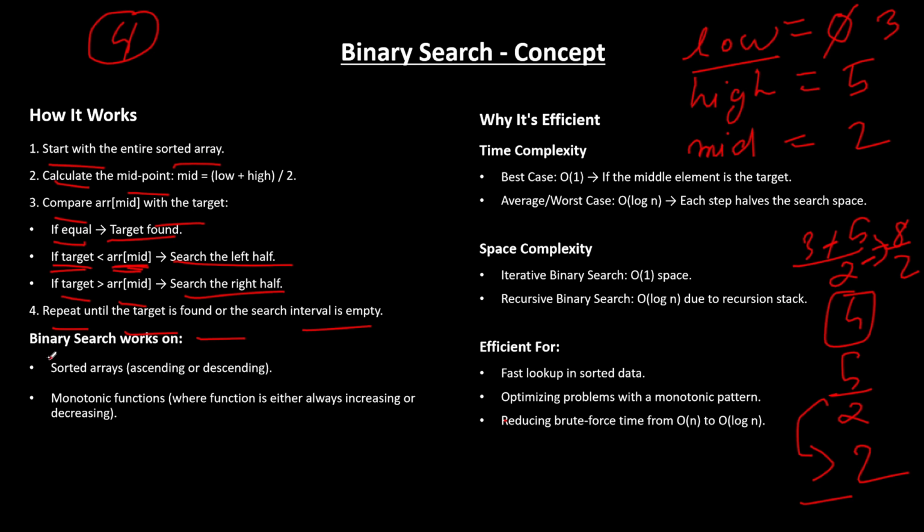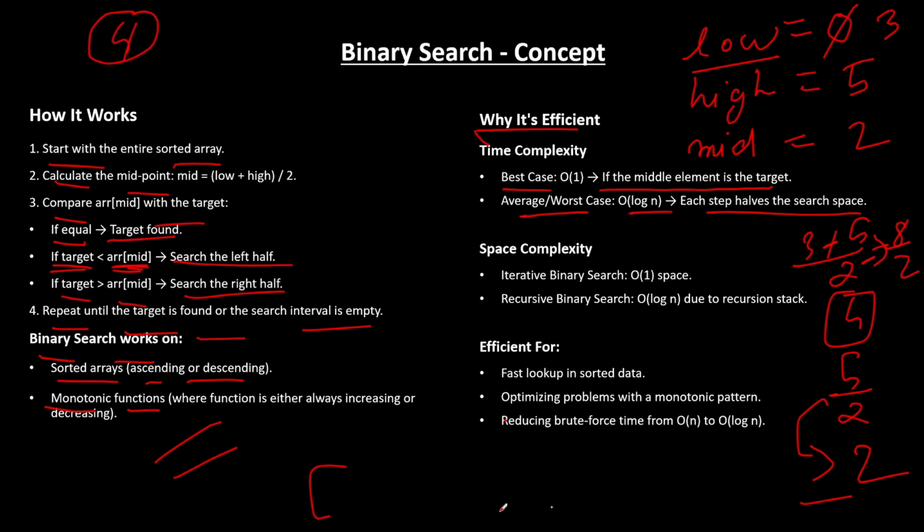Now binary search basically works on sorted arrays, ascending or descending, or bitonic arrays, as I said, or monotonic functions, right? So these are the ways where binary search happens. You have to look for a pattern there, okay? And why is it efficient? It's efficient because the best case is O of 1 if the middle element is the target, and the average and worst case is log n. Each step halves the search space.